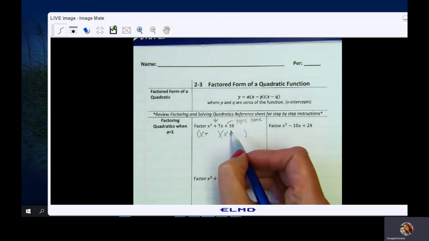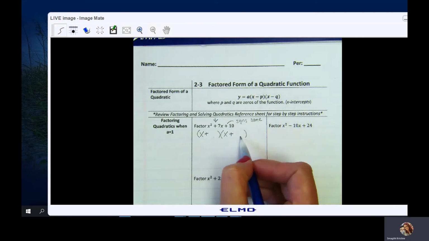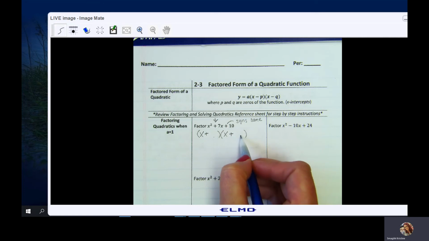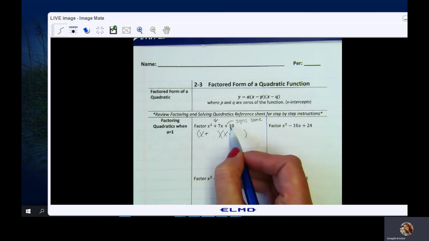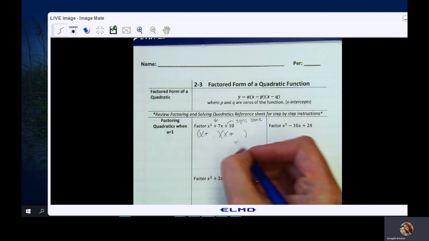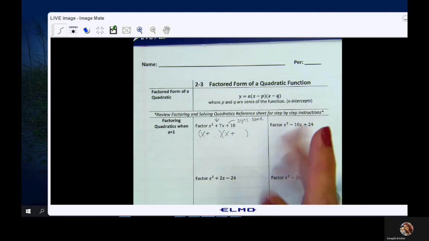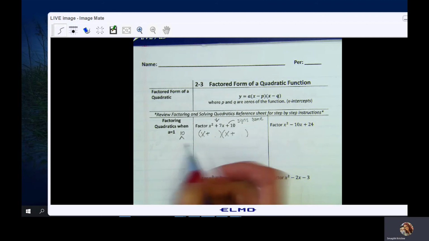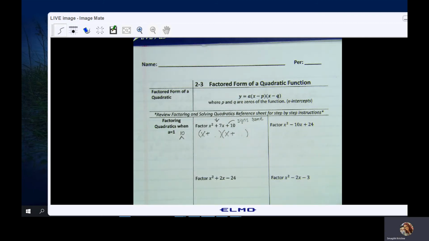And now I want to see, because when I would redistribute this, whatever number I have here times whatever number I have here is going to give me the c value. And then also when I add those, that is going to give me the coefficient of my x term. So I am looking for factors of 10 that when I add them I get a positive 7.